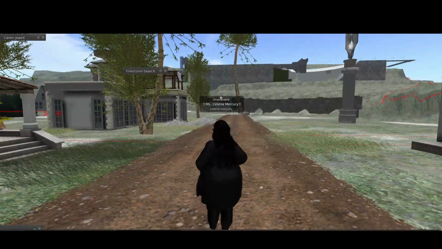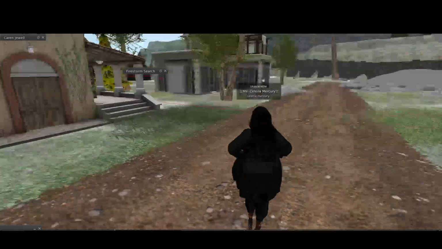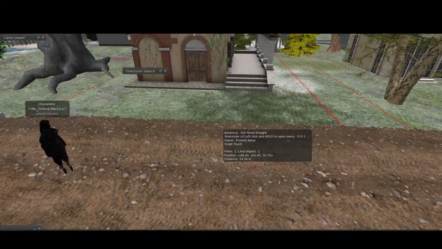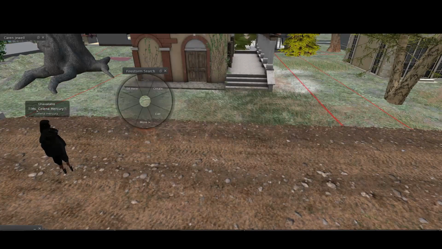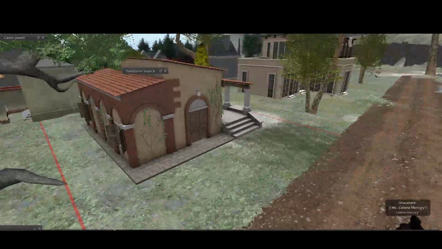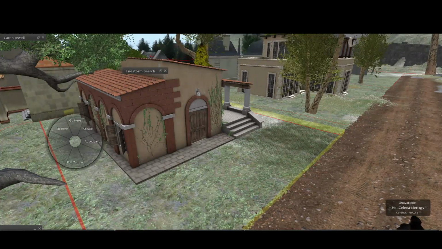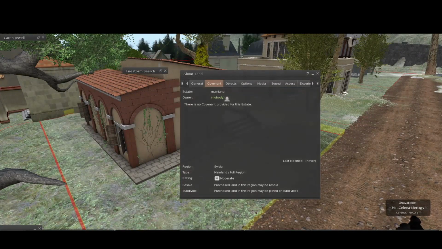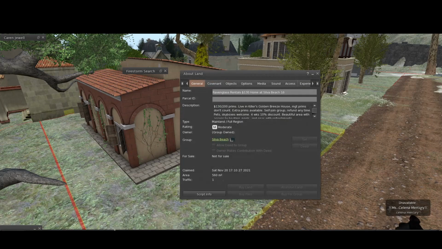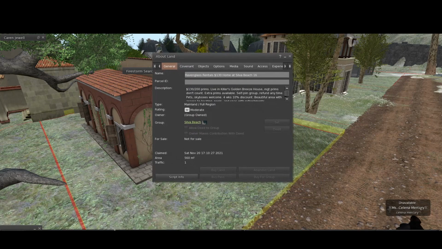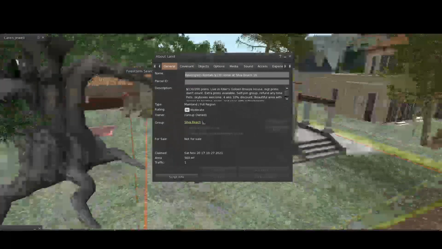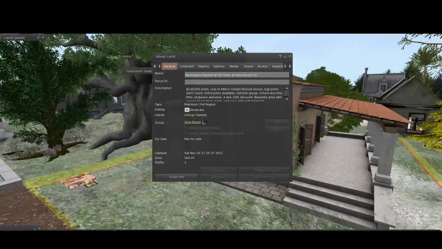If you have the cash, you may have a rental. This is very cute. And let's see if we can grab the land at all. There we go. About land. General, this area, this one is the one that was listed. It's a really cute little house too.